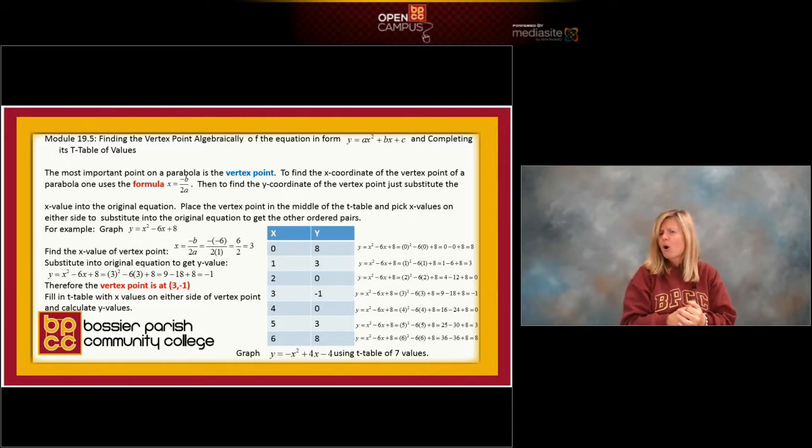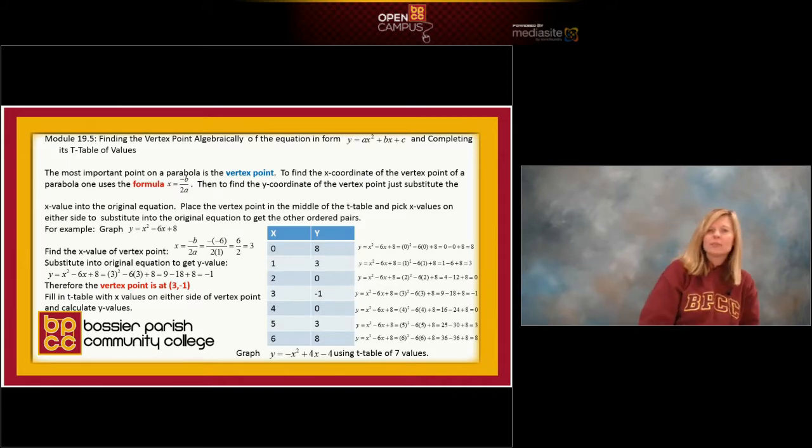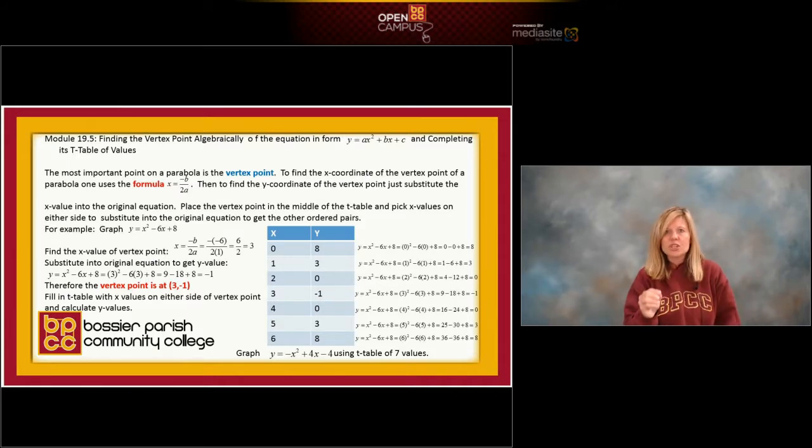Doesn't that sound like part of the song? X equals negative b plus or minus square root b squared minus 4ac all over 2a. Correct. It comes from the quadratic formula. So if you use this formula, x equals negative b over 2a, you can find out the x value of the vertex point. And that would be the middle point you put on your t-table.